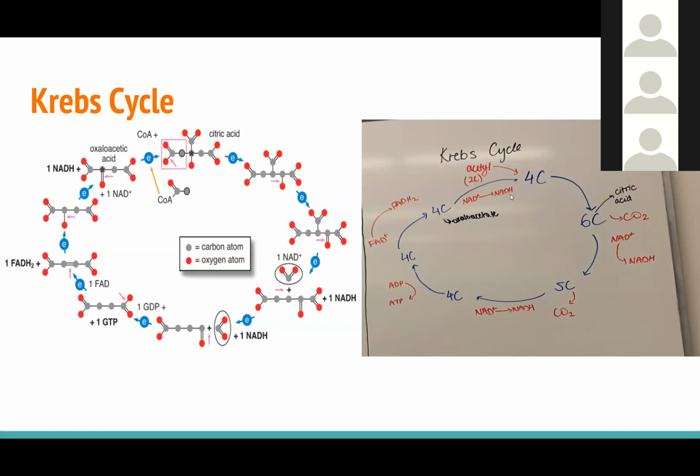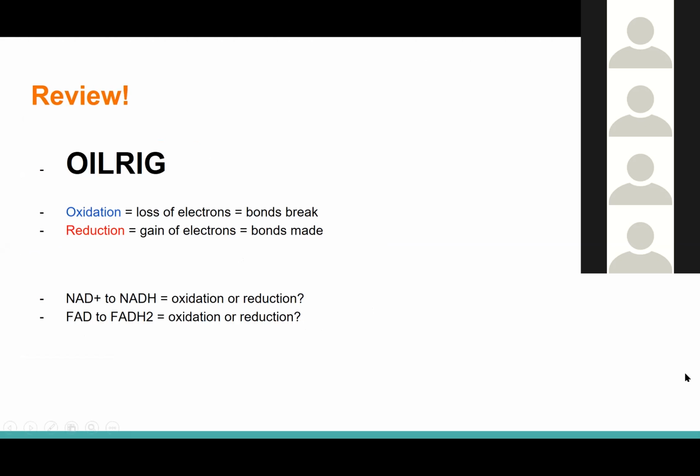And this Krebs cycle, by the way, is happening in the matrix. So all of these molecules that we just made, they're all in the matrix. And we're going to use them in the electron transport chain. Okay. So before we do the electron transport chain, we have to review oxidation and reduction because it's all about that. So remember OIL RIG: oxidation is loss, reduction is gain of electrons. And then also remember that oxidation means breaking bonds and reduction means making bonds.